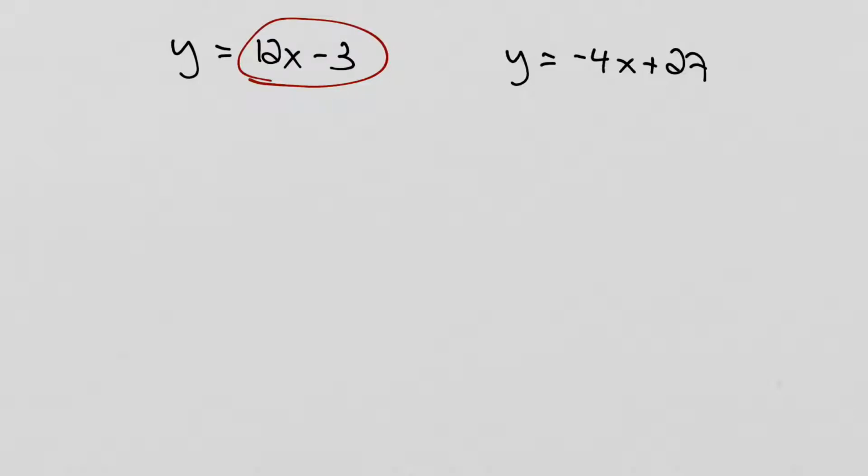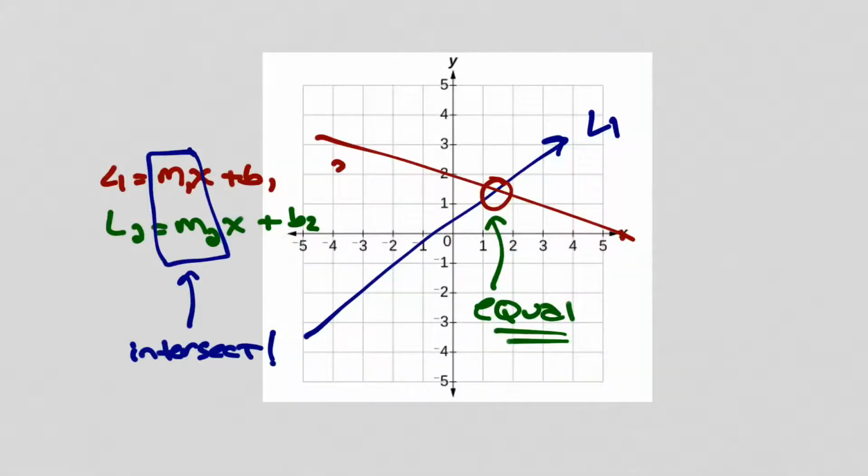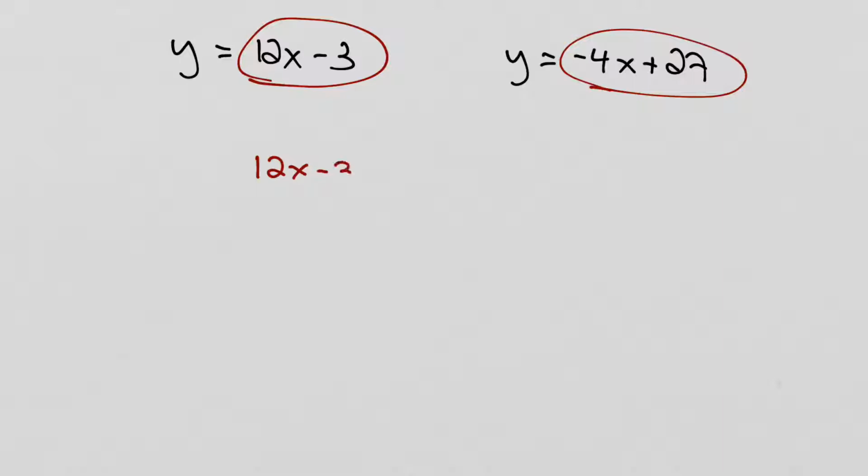Let's say I have this line y equals 12x minus 3, and this line y equals negative 4x plus 27. Since these are already solved for y, I just have to figure out when this equals this. So in other words, when is 12x minus 3 equal to negative 4x plus 27? Sorry about that. I must have hit a button somewhere. So let's just solve this and see what happens here.